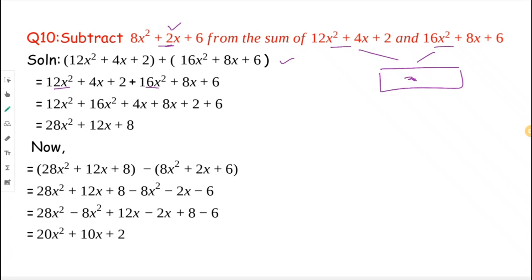X square together, x together, and then numbers together. You can see that they're all plus here, right? So 12 plus 16, I'll have a 28x squared. 4 plus 8, I'll have a 12, then 2 plus 6, 8. So remember, this is what we get, right?